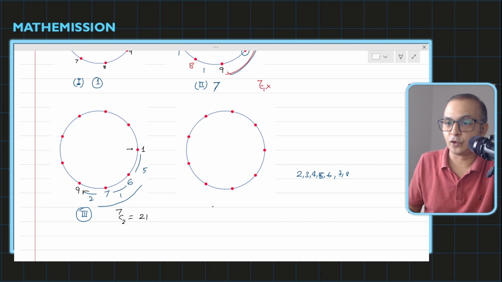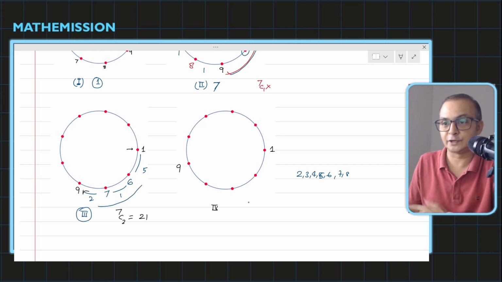Alright, for case 4, now you can think what will happen. I am taking this 1 there only, but I am shifting 9 there. So now I have 3 choices, and out of the 3 choices, you know what will happen. For that, I have 7 choose 3, and that will give you 35.